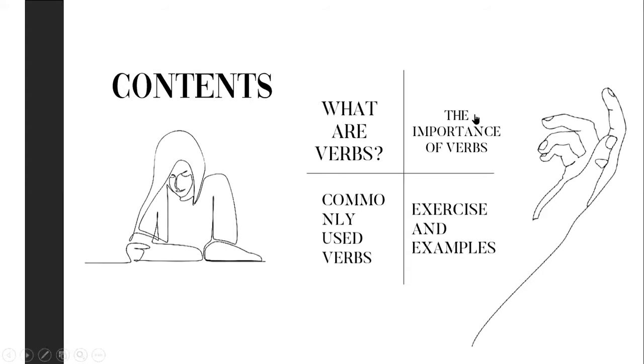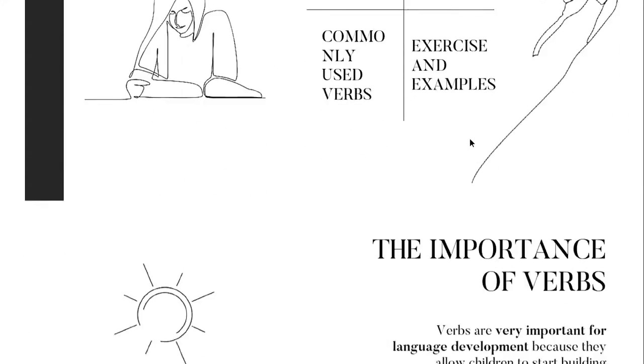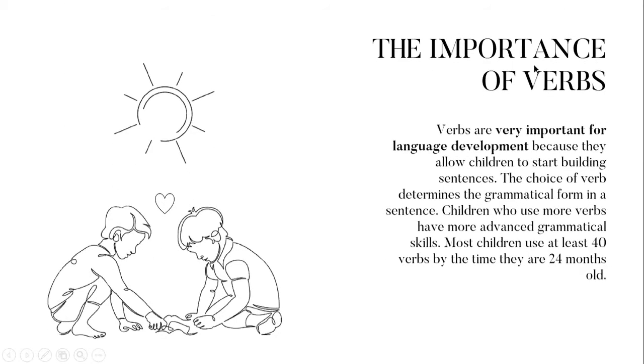The second one is the importance of verbs. Verbs are very important for language development because they allow children to start building sentences. The choice of verb determines the grammatical form in a sentence. Children who use more verbs have more advanced grammatical skills. Most children use at least 40 verbs by the time they are 24 months old.